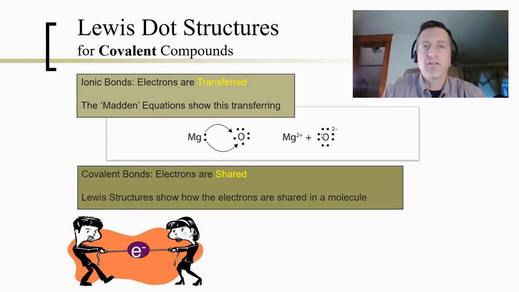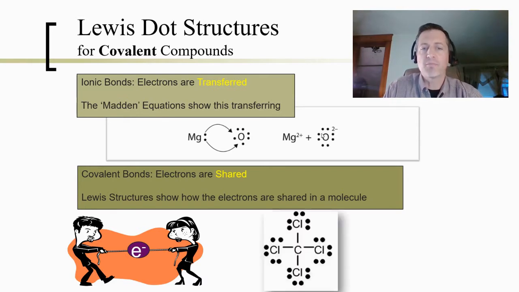But in covalent bonds, as we said, the electronegativities are much more similar to each other. So there's a sharing involved. That pair of electrons ends up going back and forth. So our keyword is that the electrons are shared. And this is what we're going to learn how to do today: how to draw these Lewis dot structures, which show in a covalent compound how the electrons are shared among the atoms.